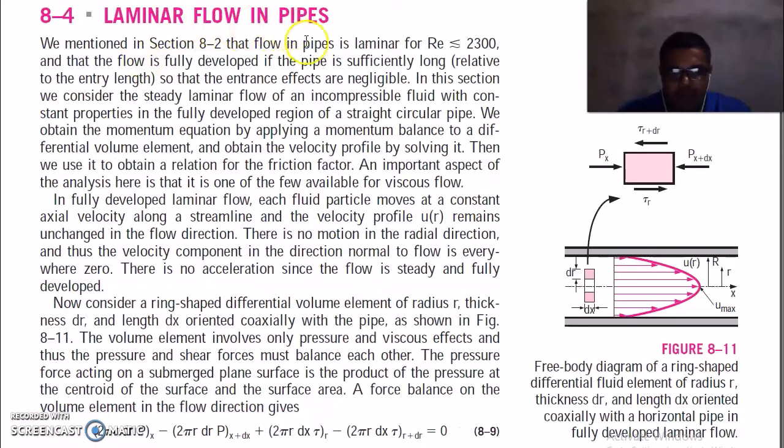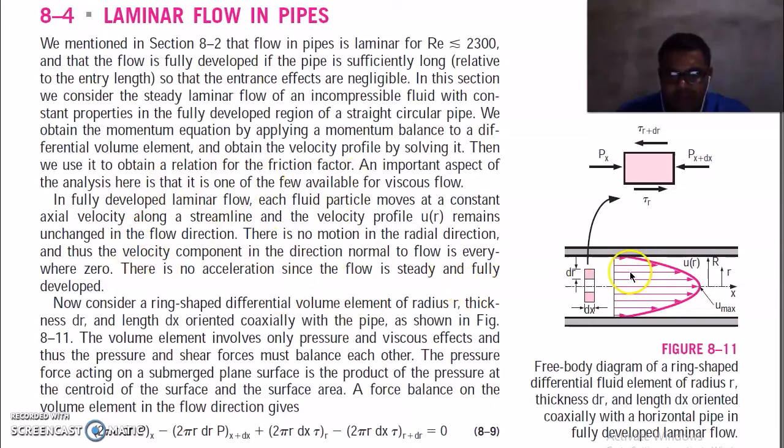Laminar flow in pipes. The flow in a pipe is laminar when the Reynolds number is less than 2300, and the flow is fully developed if the pipe is sufficiently long, so the entrance effects are negligible. In this section we consider the steady laminar flow of an incompressible fluid with constant properties in the fully developed region of a straight circular pipe. We obtain the momentum equation by applying momentum balance to a differential volume element and obtain the velocity profile by solving it. Then we obtain the relation for the friction factor.